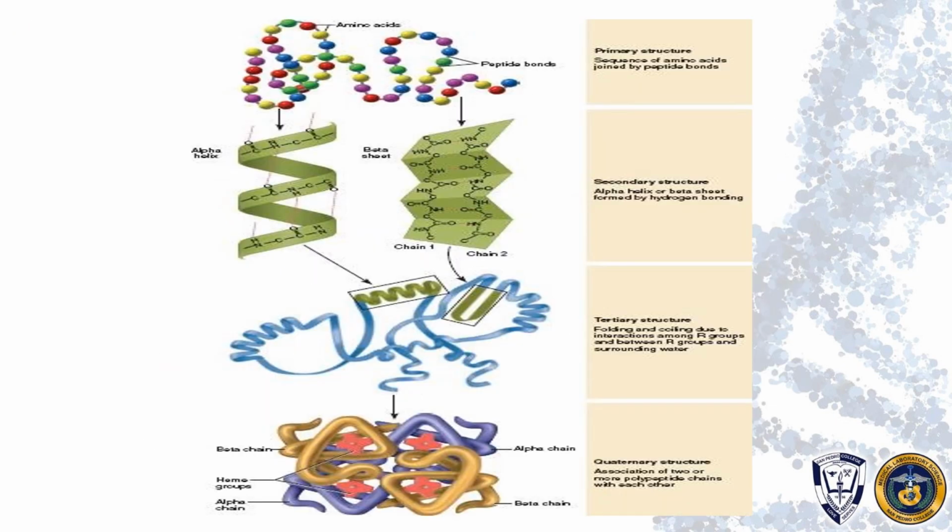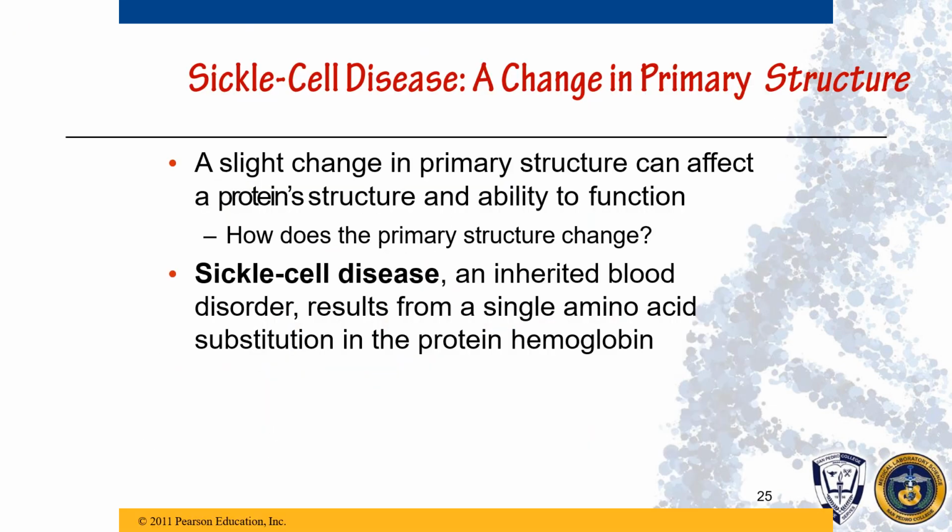A change in primary structure, such as in the case of sickle cell disease, is one example. A slight change in primary structure can affect a protein's structure and ability to function. So the question here is, how does the primary structure change? There are many factors, but one of the things that can alter the primary structure of a protein is mutation. Sickle cell disease is an inherited blood disorder that results from one single amino acid substitution in the protein hemoglobin.